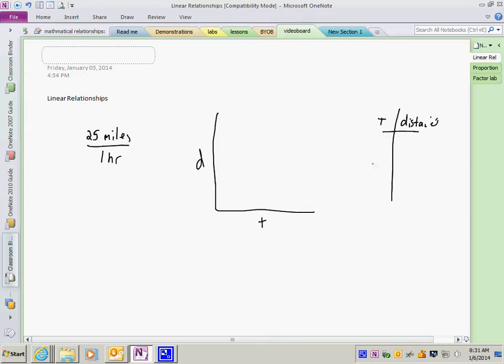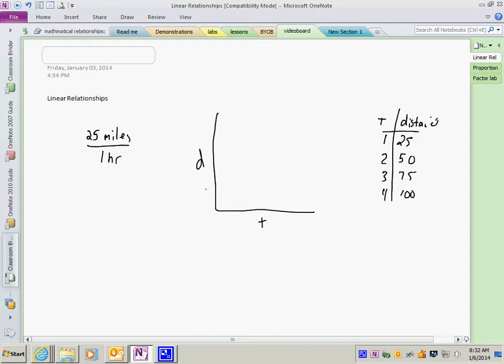So let's say you're traveling for 1 hour. 1 hour means you have traveled 25 miles. And if you're traveling for 2 hours, you would have gone 50 miles. And then 25 miles, 50 miles. 3 hours, you would have traveled 75 miles. 4 hours, you would have traveled 100 miles.